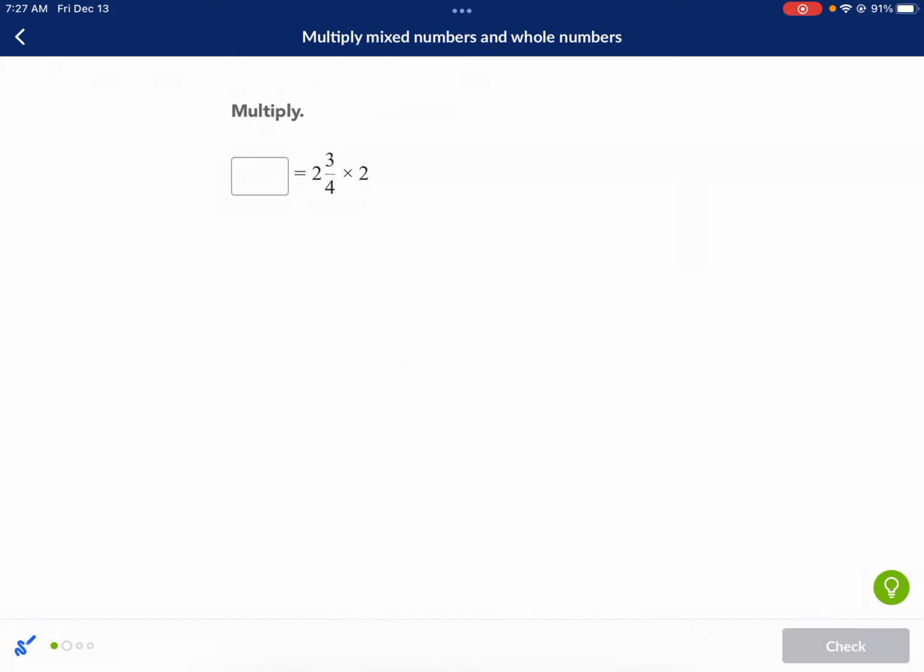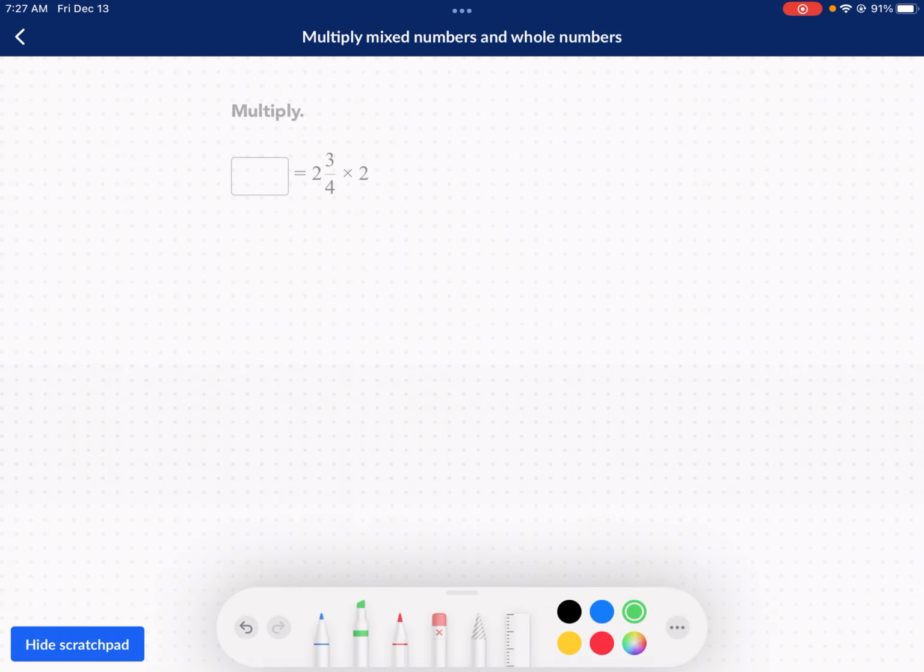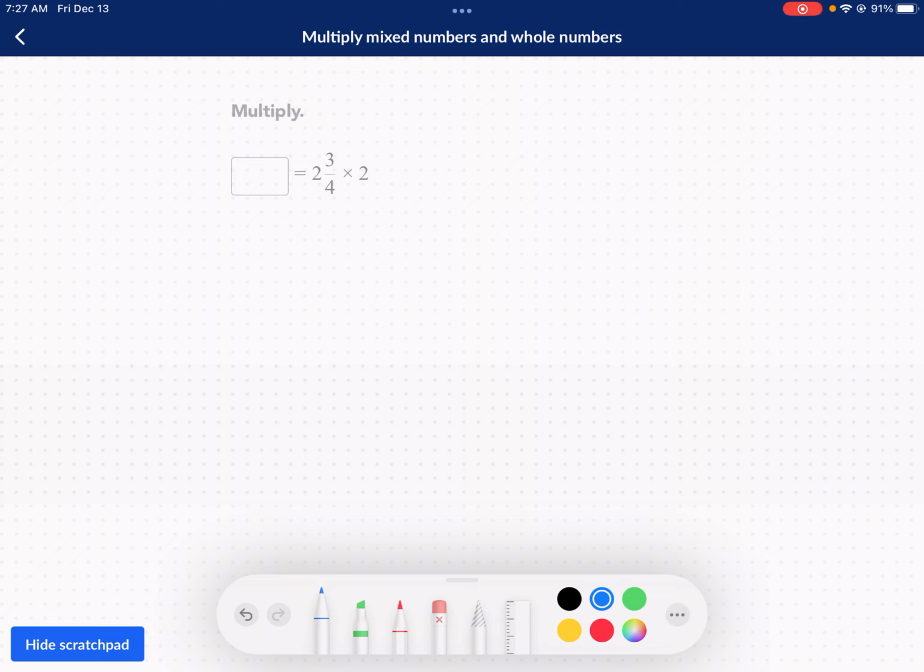Okay, so multiply. So we're going to multiply this. I'm going to show you the process again. Again, we're going to change this to a whole number. That's the easy part. Then I'm going to multiply these two things together, add the numerator. So I have 4 times 2, that's 8, plus 3 is 11 over 4. Keep the denominator the same, and I multiply.